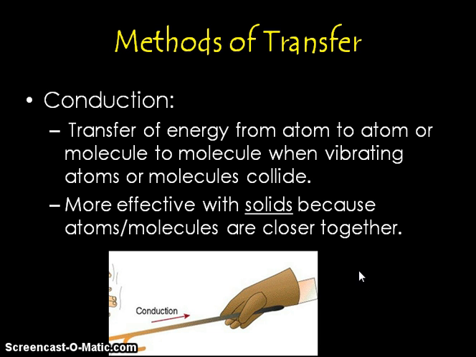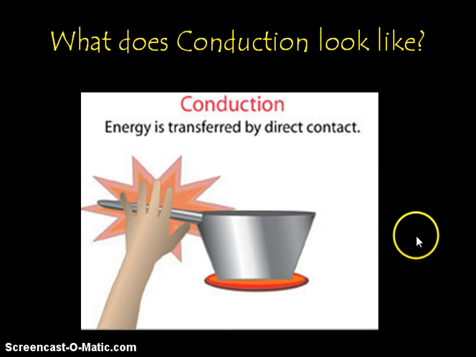So solids, metals, okay, they're going to conduct a lot faster than plastic or wood would. But just in general, conduction is the transfer due to touch. So what does this look like? Well, if you think about your kitchen, if you've ever touched a pot that didn't have a rubber handle on it, you probably got burned because, again, that's conduction.